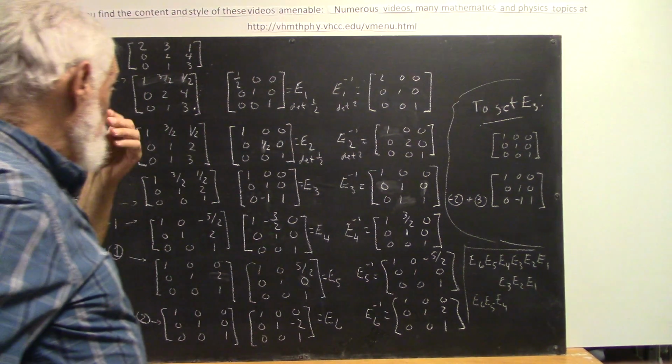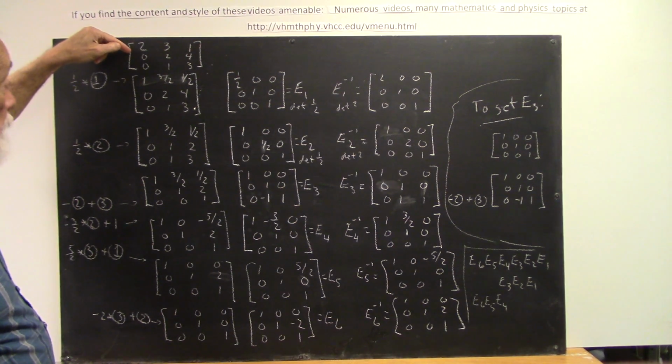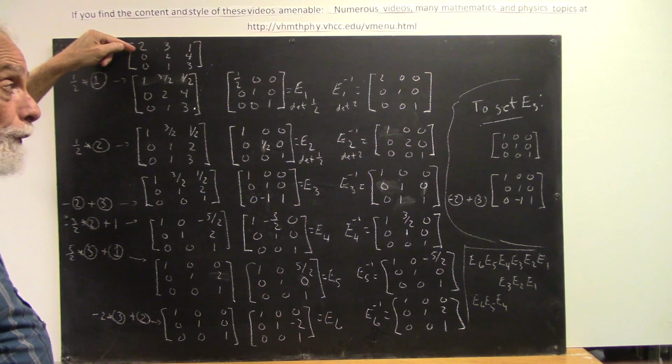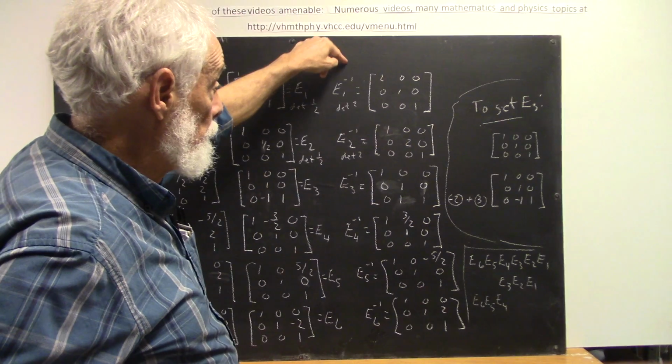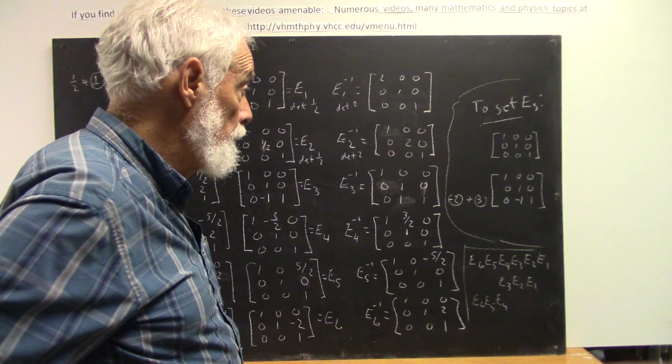The inverse of the elementary matrix is the matrix you would use to go from here to here. What would we do to get from here to here? We would multiply the first row by 2. So the inverse of our elementary matrix, E1 inverse, is 2, 0, 0, multiplying the first row of the identity by 2.